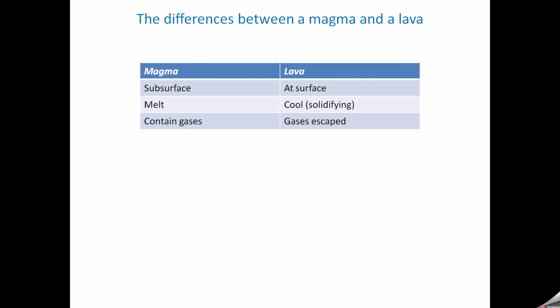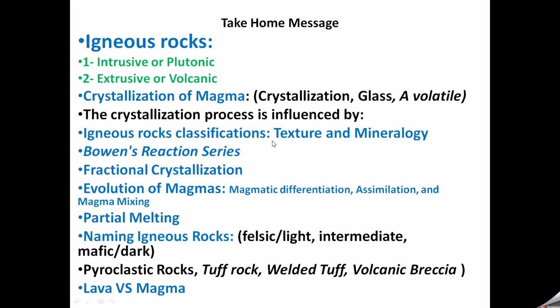Now we look at the difference between magma and lava. Magma forms at the subsurface, lava at the surface. Magma is melt, lava at the surface is cooling, solidifying. Magma contains gases at the subsurface; for lava at the surface, at volcanoes, gases escaped. These are the main three differences between magma and lava. But we call it magma when it's under the surface, the same molten material. When it comes to the surface, we call it lava, same material.